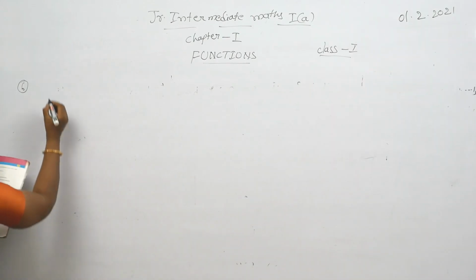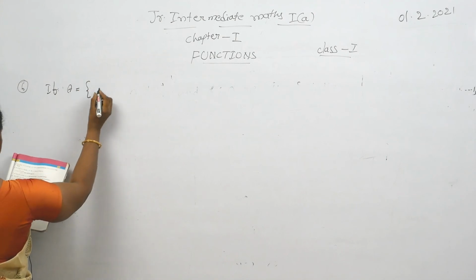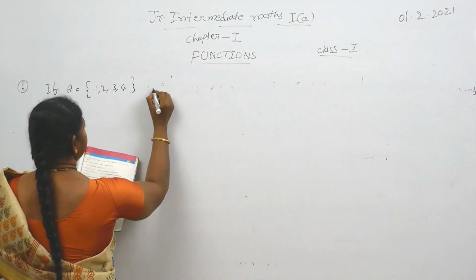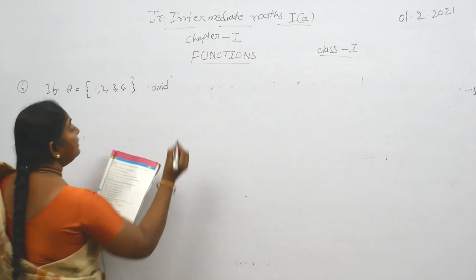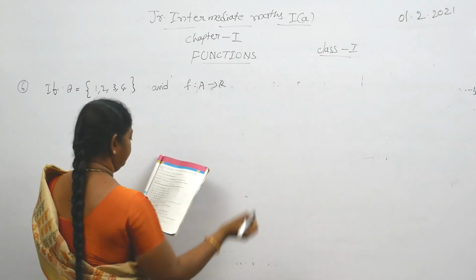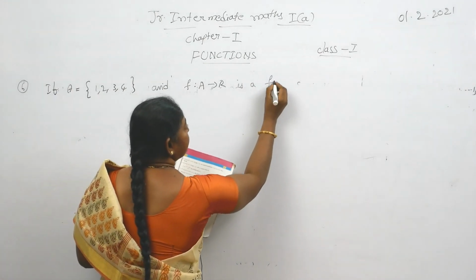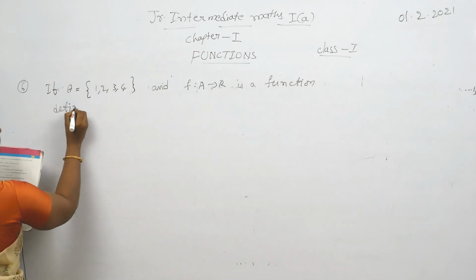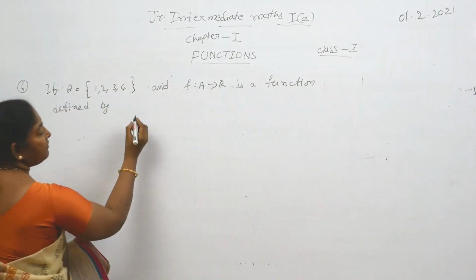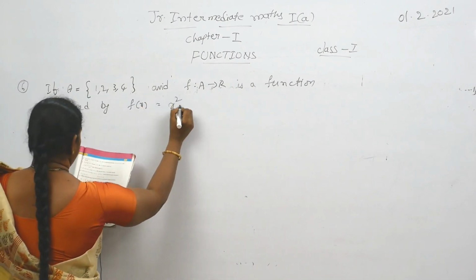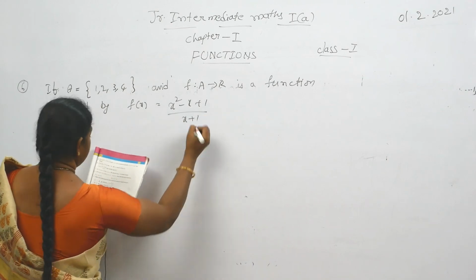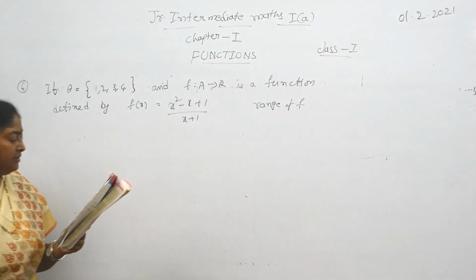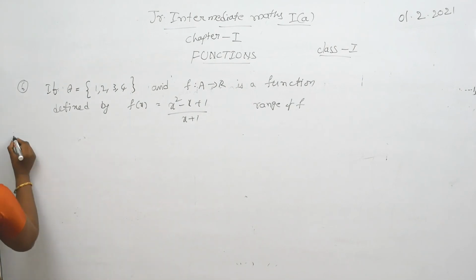If A equals the set of 1, 2, 3, 4 and f from A to R is a function defined by f of x equals (x square minus x plus 1) by (x plus 1), then find the range of f. We have to find f. So, solution.